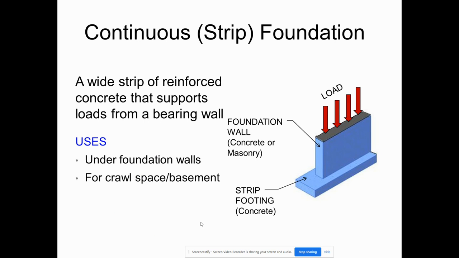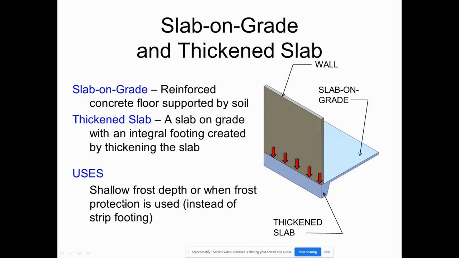Here is a strip footing. It's called a strip footing because it goes all the way around. It supports loads from a bearing wall, which is right here. Here's your wall. Under foundation walls for crawl space basements, we use that.